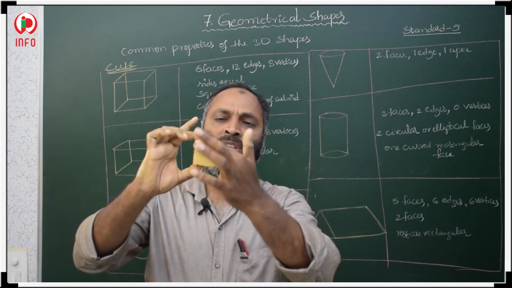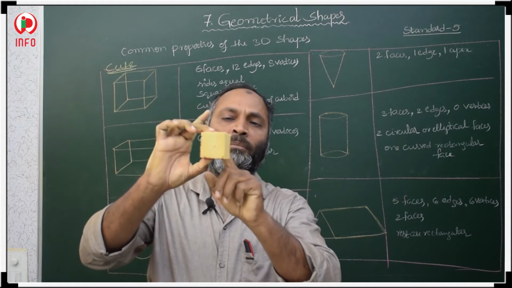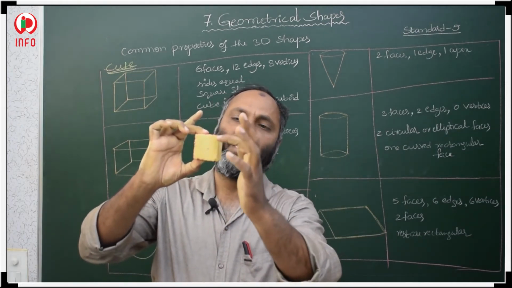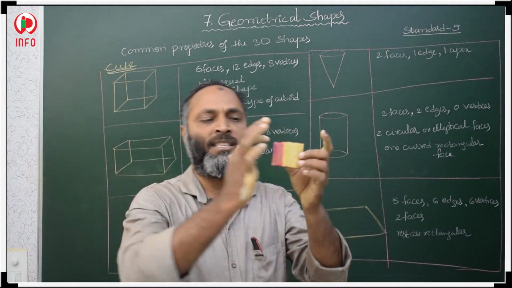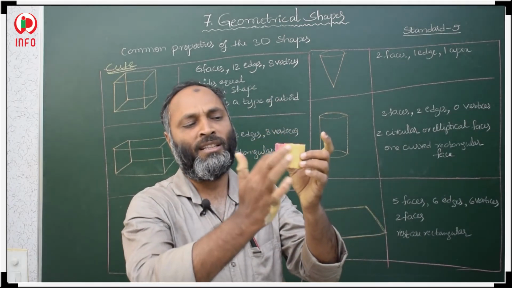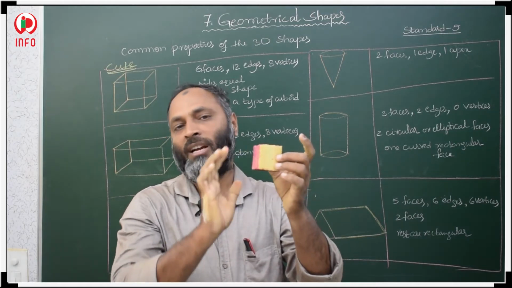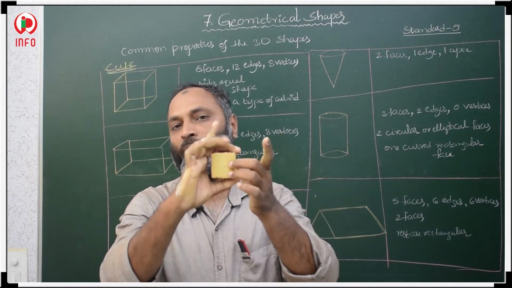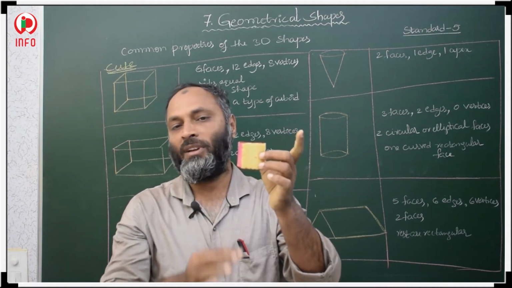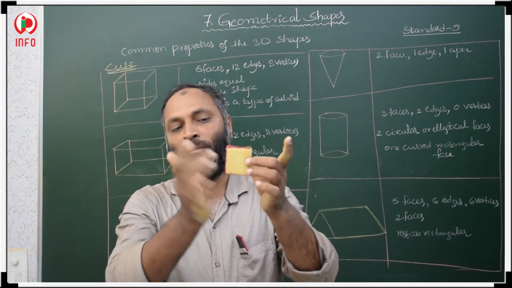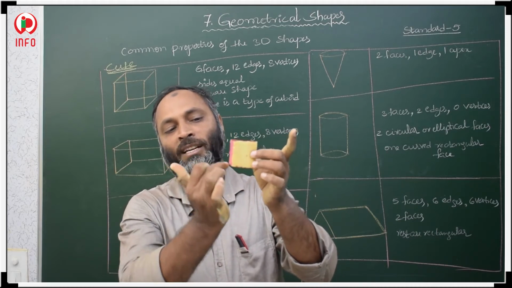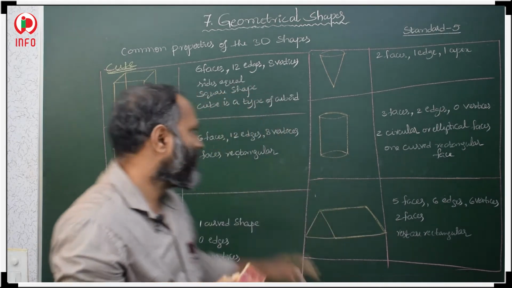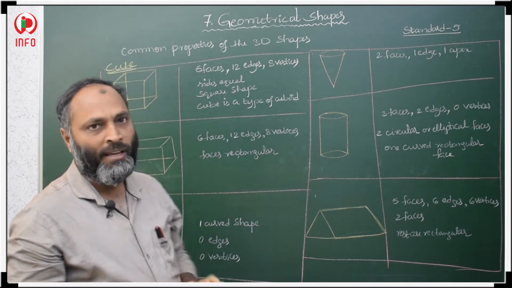Front side 4 edges, back side 4 edges. So 4 plus 4, 8. This is the 9th edge, 10th edge, 11th edge, 12th edge. These edges of the front and back we already counted, so on the side we only have to count 2 edges. Why? Because these 2 edges we already counted. 4 plus 4, 8, 9th, 10th, 11th and 12th edge. Total 12 edges.